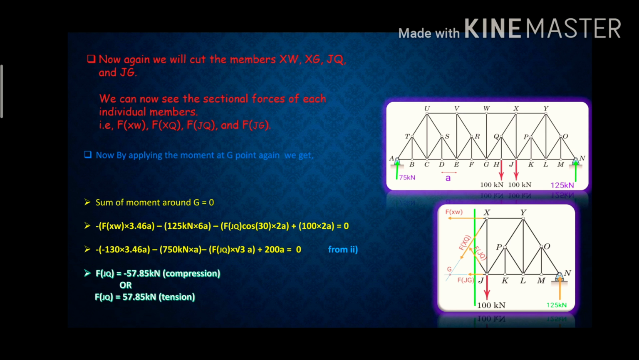This brings us to the conclusion that the force in member JQ is 57.85 kilonewton tension. Now let's move to the next slide.